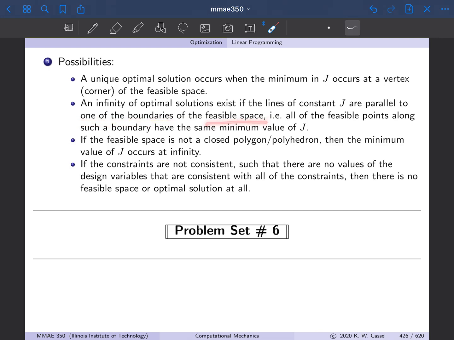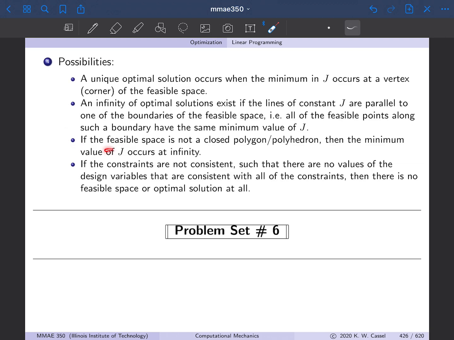So again, just picture the feasible space, it's a polygon, and there's no reason why it couldn't be the case that if you were to draw lines of constant J, we talked about this a couple of videos ago, they would actually be parallel to one of the edges of the polygon, in which case, rather than just one vertex giving you minimum J, that whole edge would give you minimum J. So the line segment between two adjacent vertices would be the optimal solution, of which there's an infinity of points on that line segment. So there could actually be an infinity of solutions. This one, there's still an optimal solution. In fact, there's an infinity of optimal solutions.